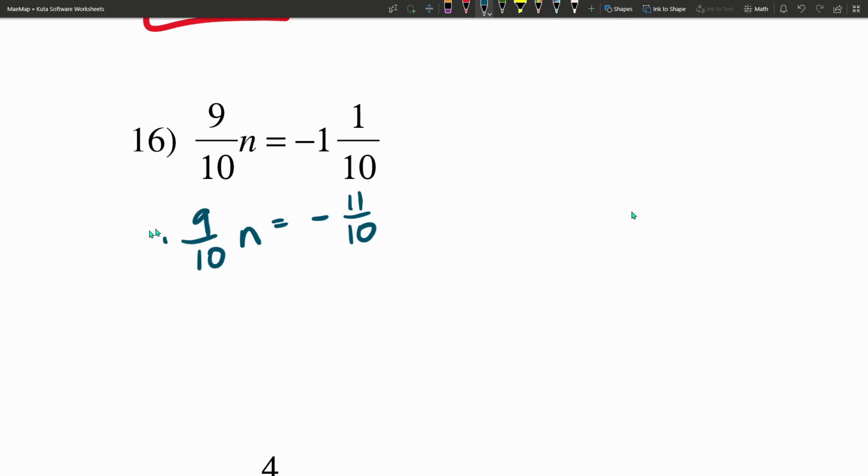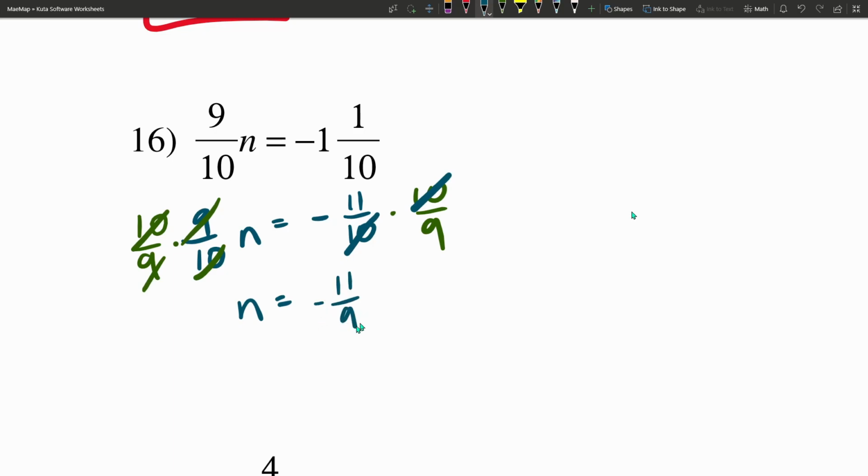Now, in order to isolate, we multiply by 10/9. That's right, the reciprocal. So we get n on our left-hand side, and that's equal to, my 10s will cancel out on my right-hand side as well, so we're left with negative 11/9. Negative 11's prime, so we're not going to be able to simplify this. However, we can convert it into a mixed number because 9 does go into 11 at least one time. So this is going to be negative 1 with how much was left over after we put 9 into 11? 2. So negative 1 and 2/9.